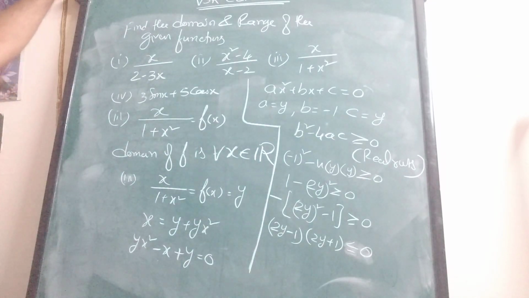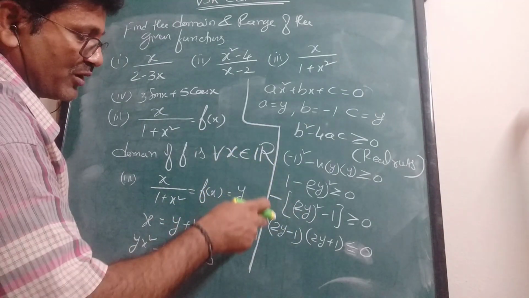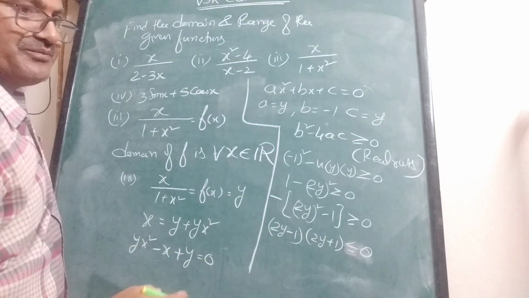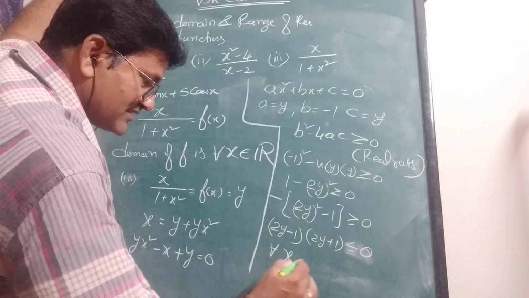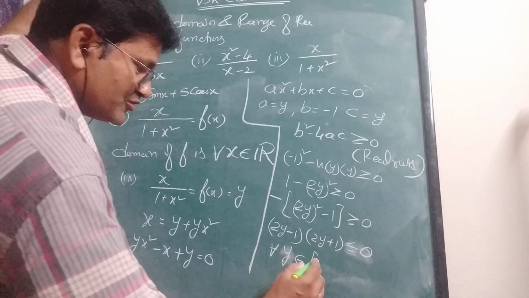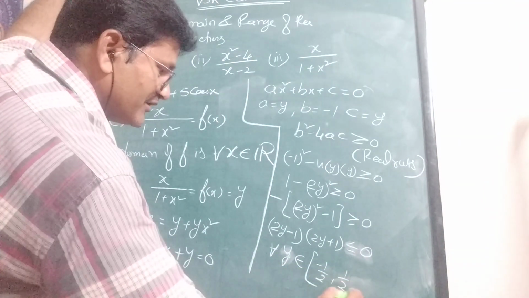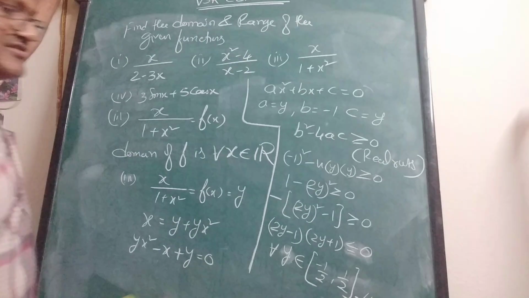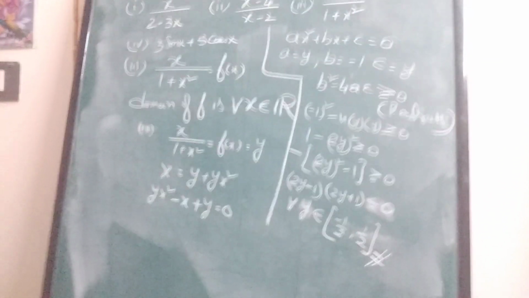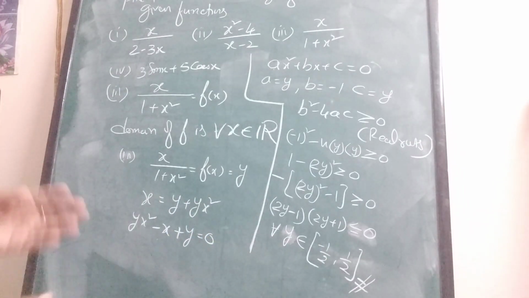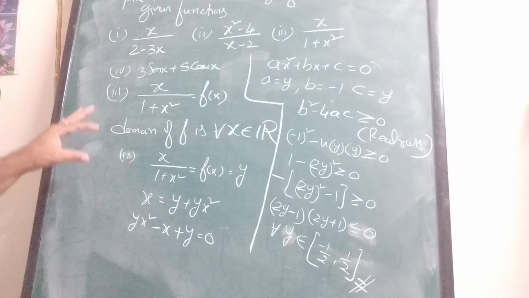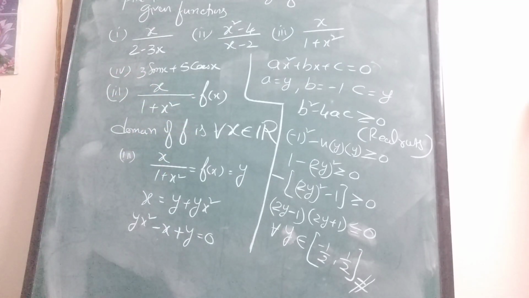Now, as we discussed in the previous problem also, whenever the function is like this, less than or equal to 0, then y belongs to minus 1 by 2 comma 1 by 2, which is nothing but your range value. Like this you can do that one. Such problems can be calculated like this. Whenever they ask for domain and range, like this you have to calculate.